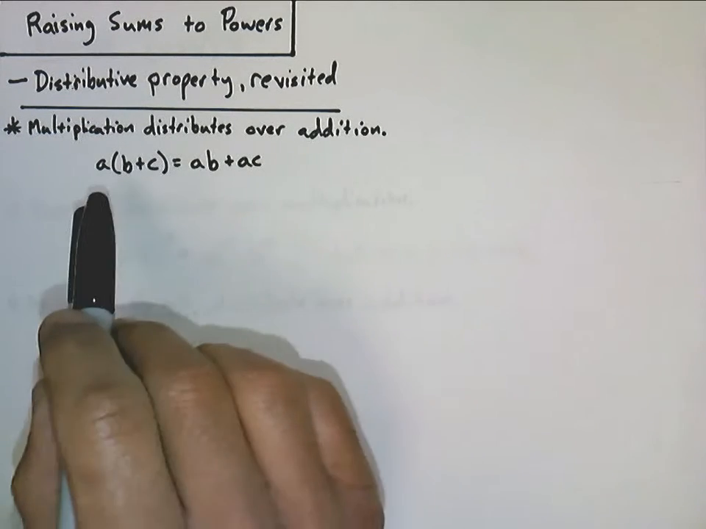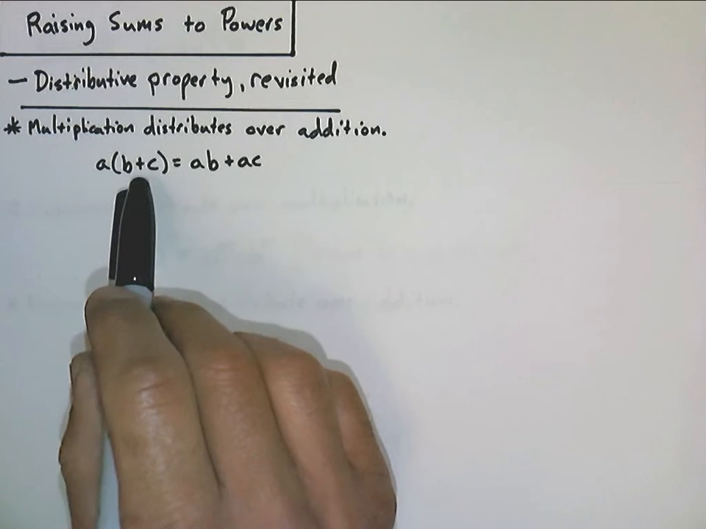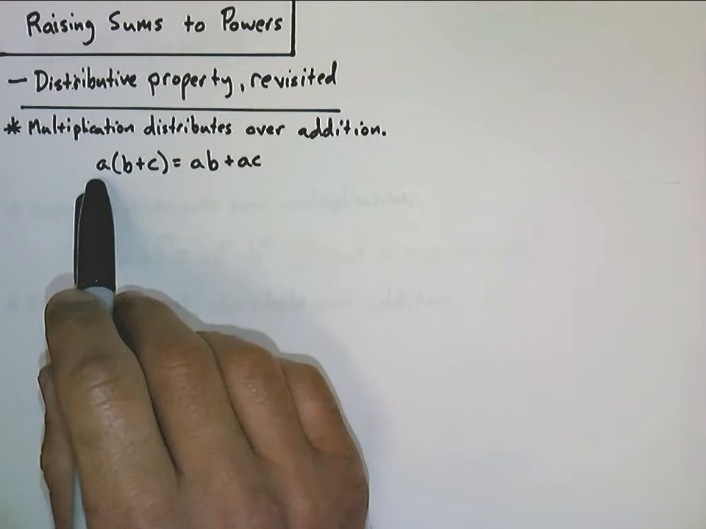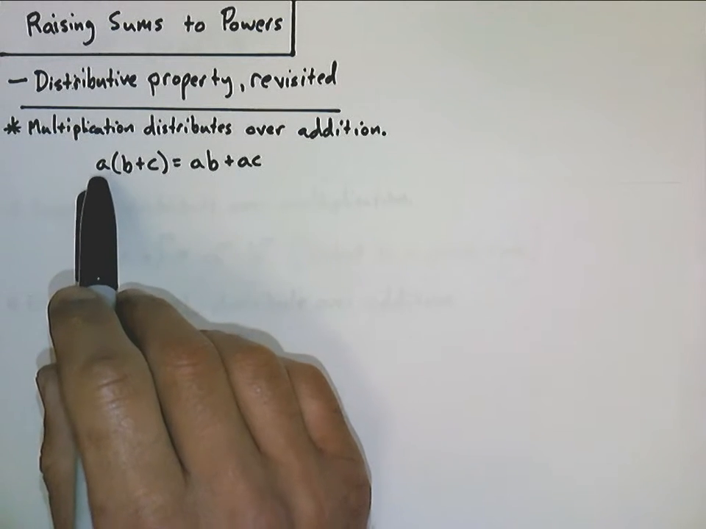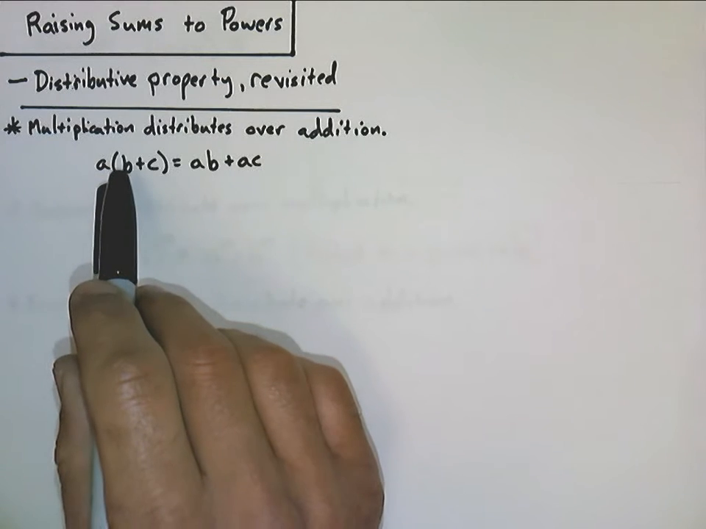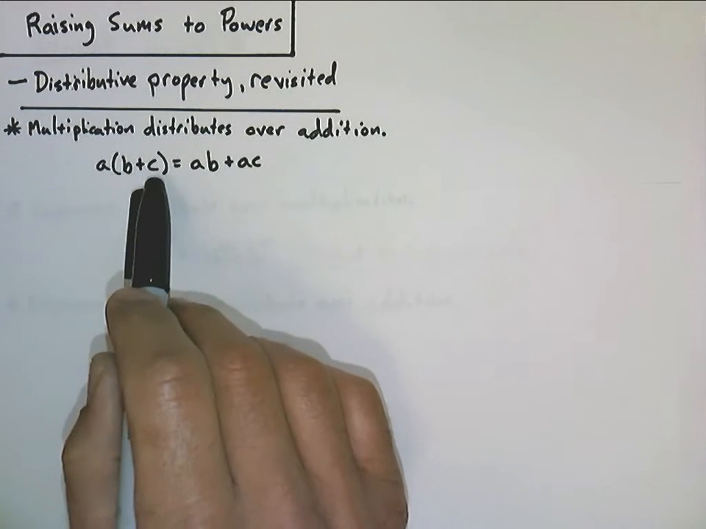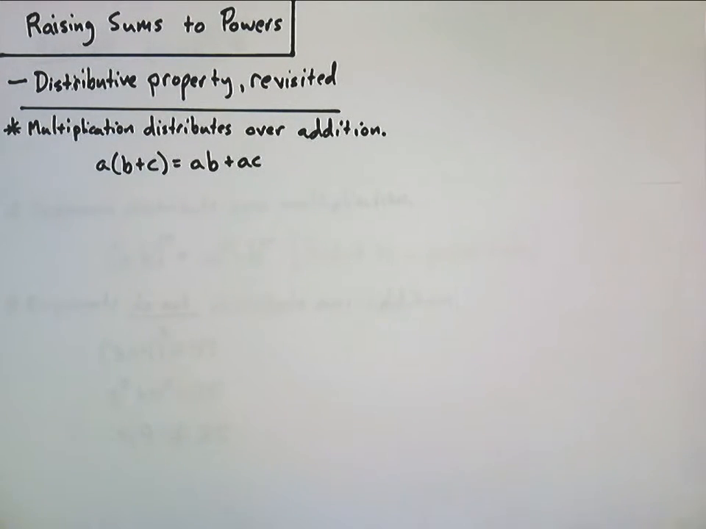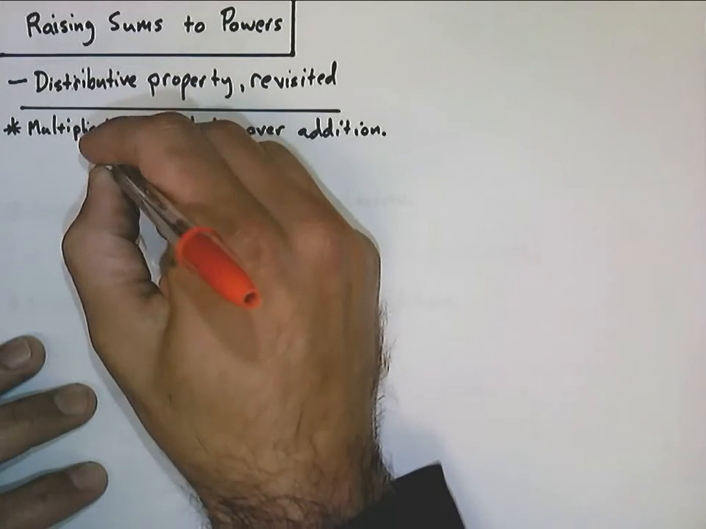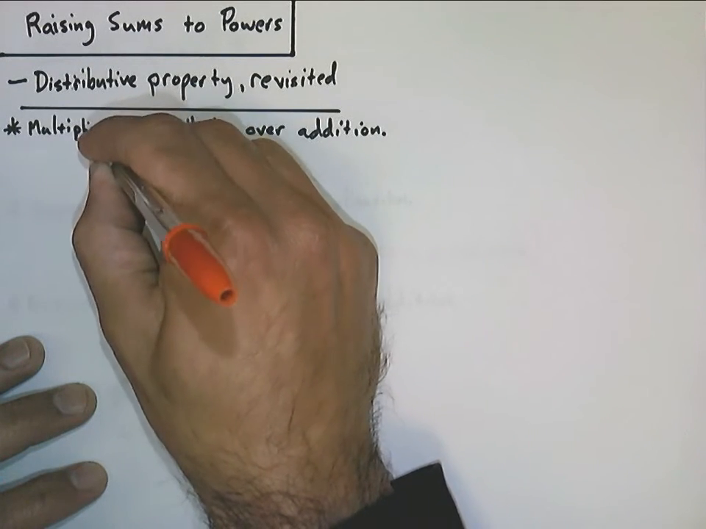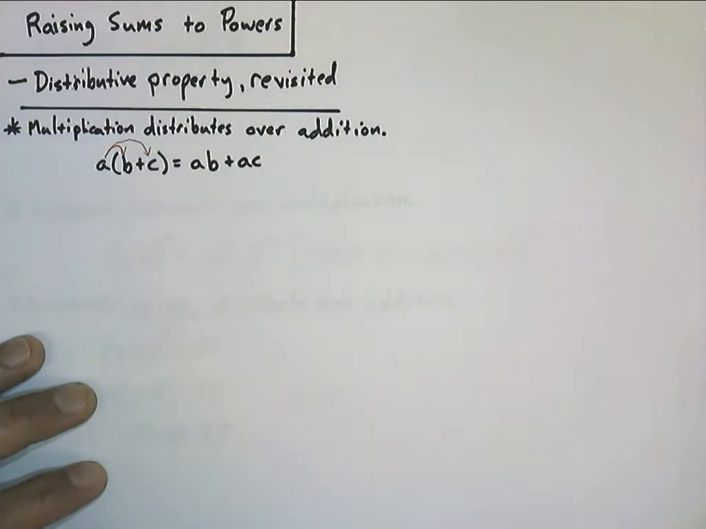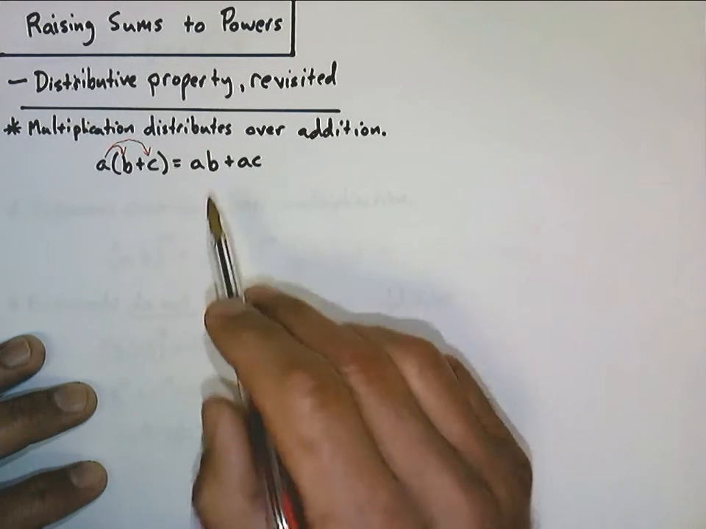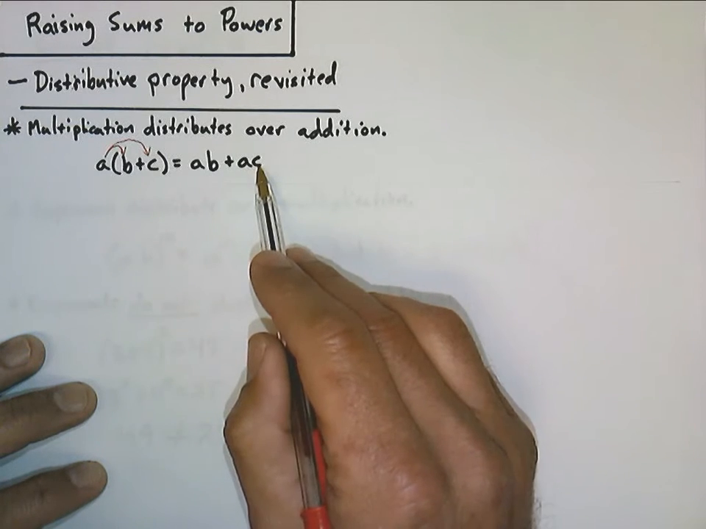Here we have a sum inside the parentheses, b plus c, being multiplied by this factor of a. So this multiplying by a will be distributed to both this term b and this term c. If we want to show that with little arrows, as I always like to do, the a gets sent into both terms, and we have a times b plus a times c.